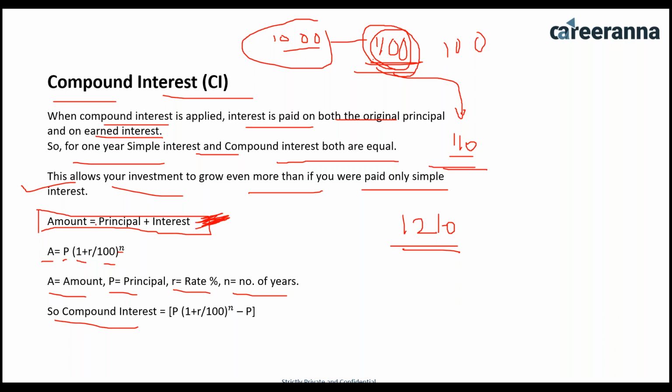What is the value of interest? Amount minus principal, right? So compound interest would be, this is the amount as per this equation, this is the principal. So compound interest would be amount minus principal. Clear to all? If you have any doubt, please ask it in the chat box.